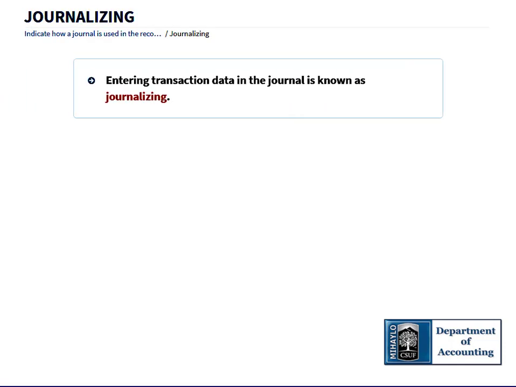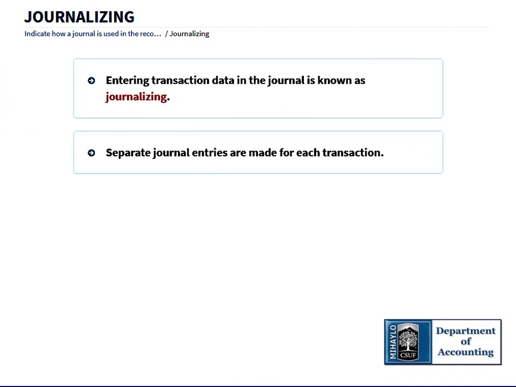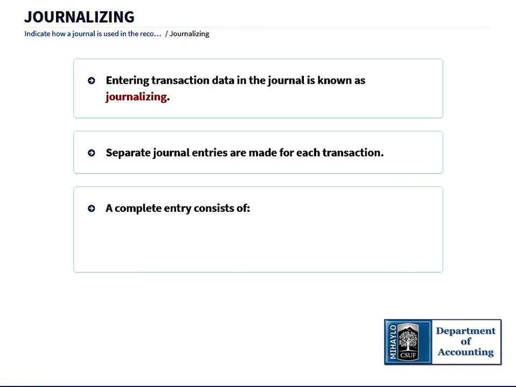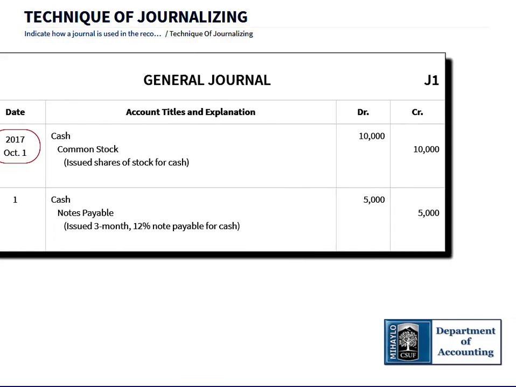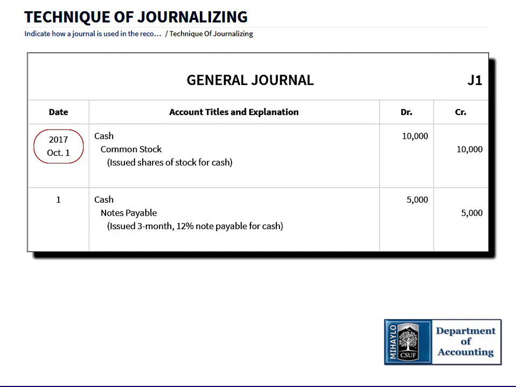Entering transaction data in the journal is known as journalizing. Separate journal entries are made for each transaction. A complete entry consists of the date of the transaction, the accounts and amounts to be debited and credited, and a brief explanation of the transaction. The first 2 transactions of Sierra Corporation that were presented in Chapter 1 will be used to show the technique of journalizing.